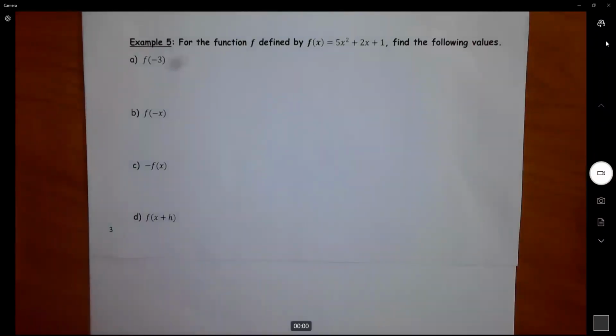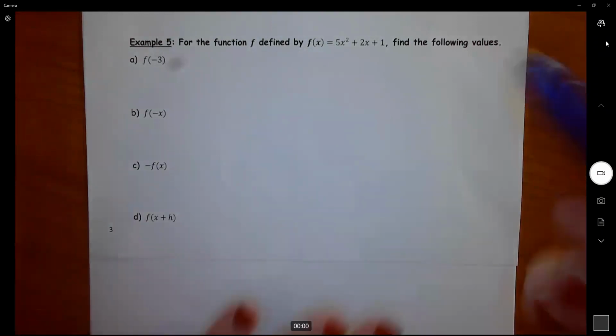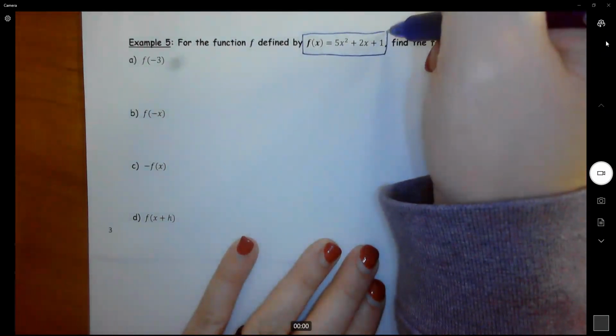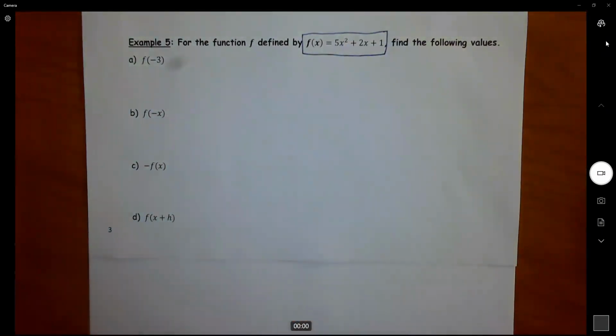In this video, we're going to learn how to use the difference quotient. But before we can jump into the difference quotient, let's just go over a little bit more about function notation and how to substitute in things. So example 5 says, find the function f defined by f of x equals 5x squared plus 2x plus 1, and find the following values.